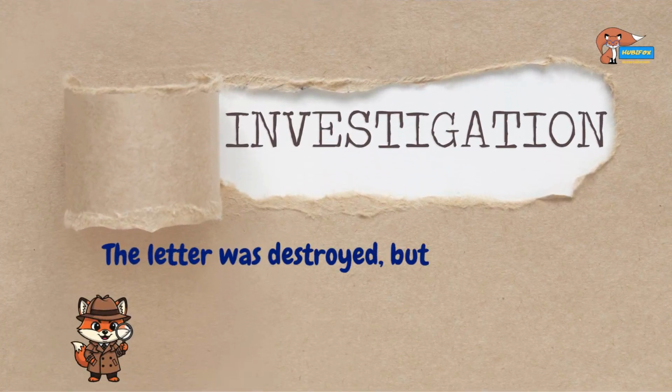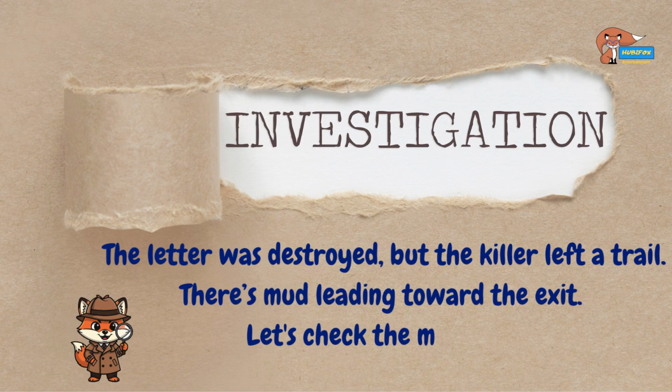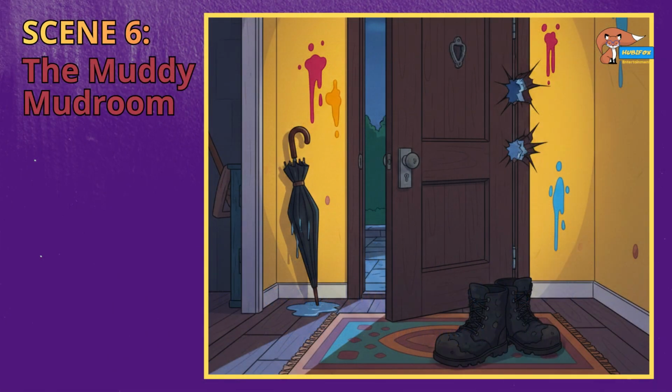The letter was destroyed, but the killer left a trail. There's a mat leading toward the exit. Let's check the mudroom. Scene 6. The muddy mudroom.